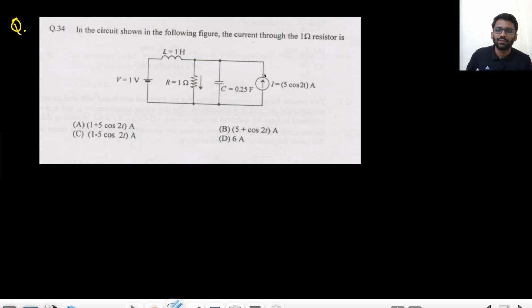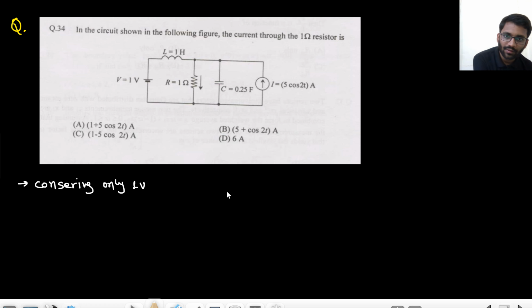So in this you have to find the current through the 1 ohm resistance. Here there is this DC source and this AC source, so we can apply superposition, considering only 1 volt first. Look, in the options they are not talking about transient, they are talking only about steady state. They should have written that explicitly, but we will consider that they are talking about steady state only.